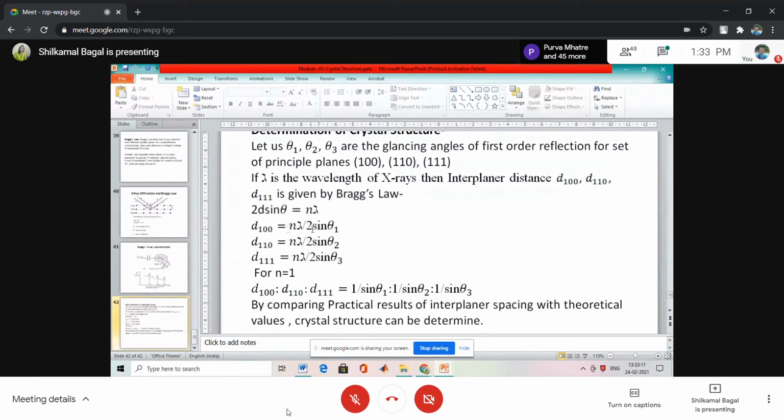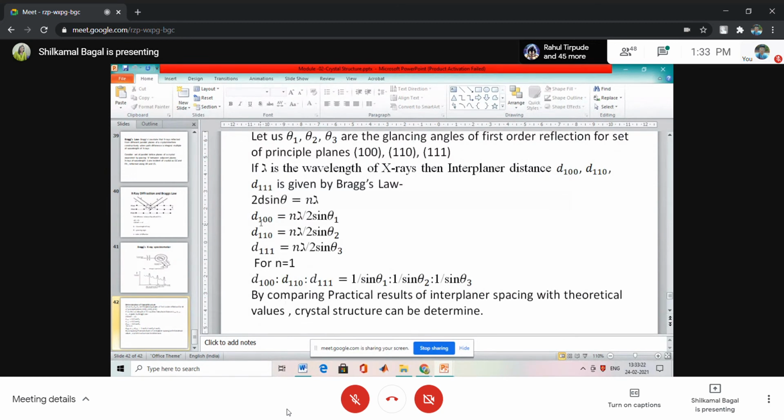If we take the ratio of these equations, n is the same, lambda is the same and the 2 is the same, so they all cancel. Then D100 : D110 : D111 will become 1 upon sin theta 1 : 1 upon sin theta 2 : 1 upon sin theta 3.